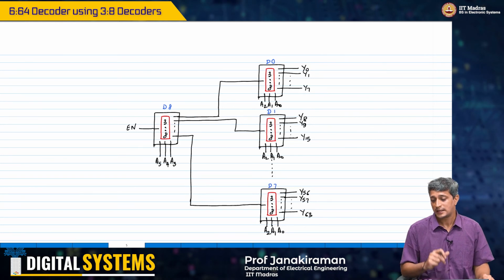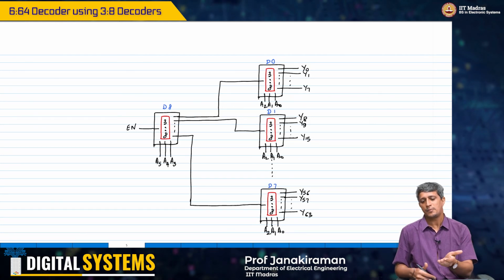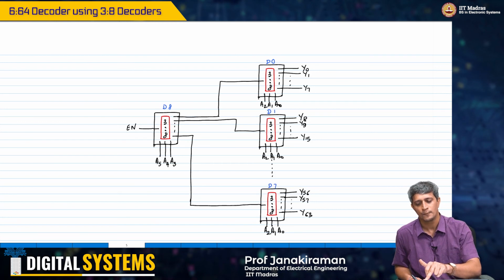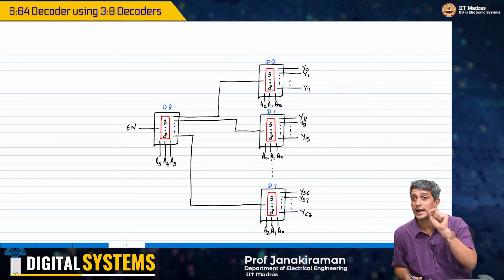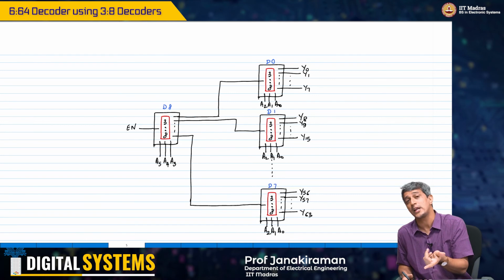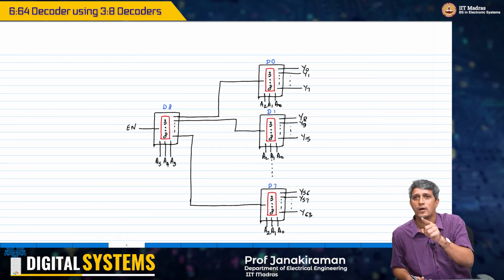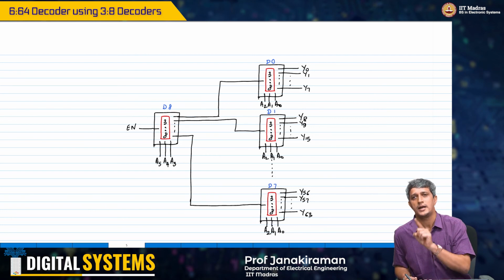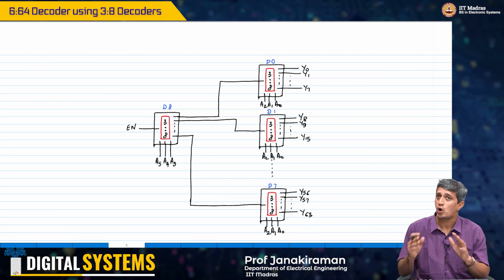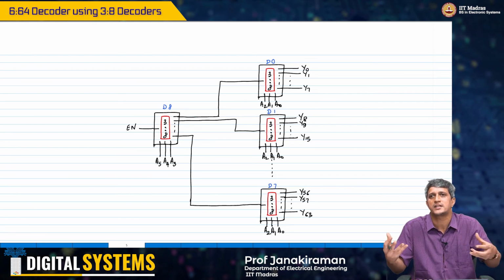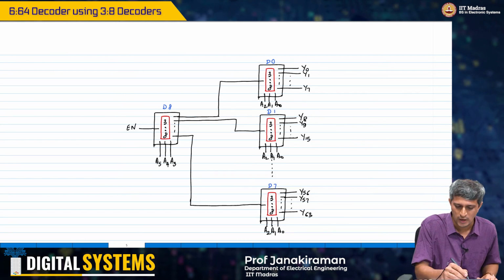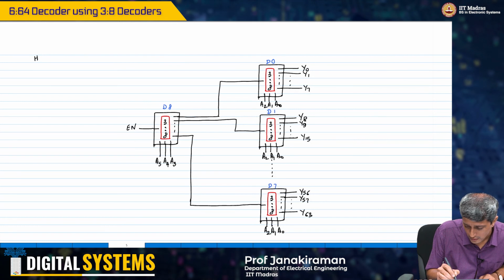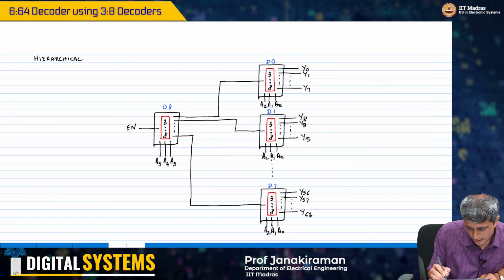Okay. Now, on the other hand, if enable is 1, then depending on A5, A4, A3, at least one of the 8 decoders D0 to D7 will get turned on, will get enabled, and depending on the combination A2, A1, A0, one of the outputs will definitely go high, right? So now you also see why we built this decoder itself with an enable signal, because without this enable I cannot do the second level decoding. Okay, so this, by the way, is called hierarchical design.